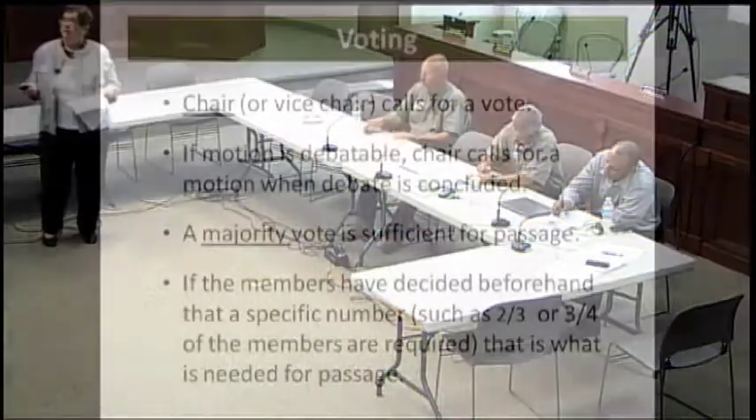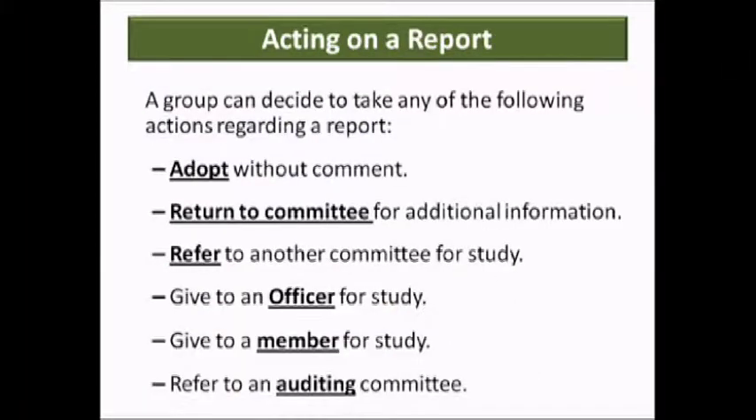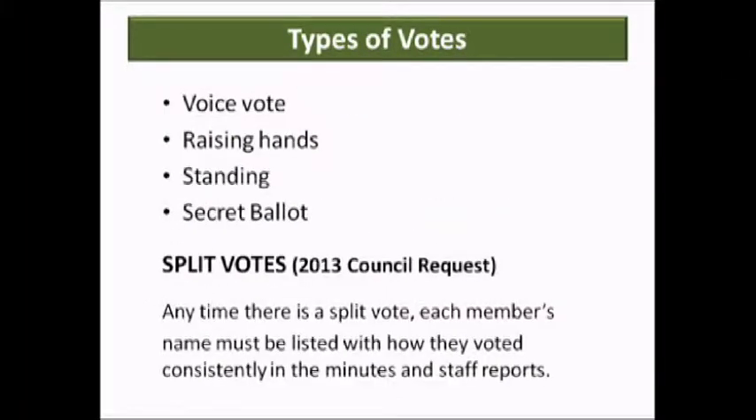Normally, you're going to see these types of things. You're going to see, oops, my button went too fast there. You're going to see voice votes, hand raising, standing, or written ballot, the secret ballot. So make sure you jot those in your book there on page 14, voice, hands, standing, written ballot. In my experience, the absolutely most common one is voice vote. All in favor, aye. All opposed, nay.